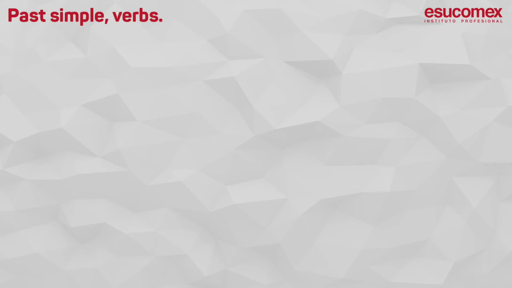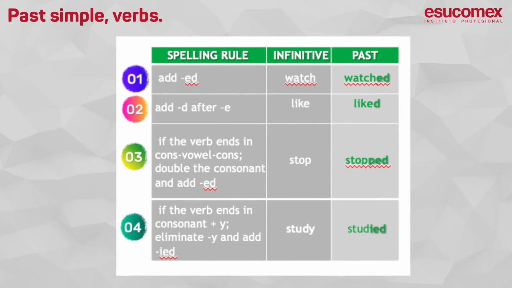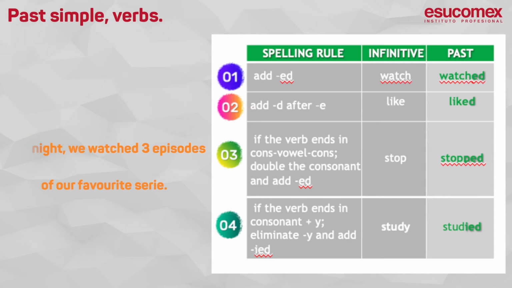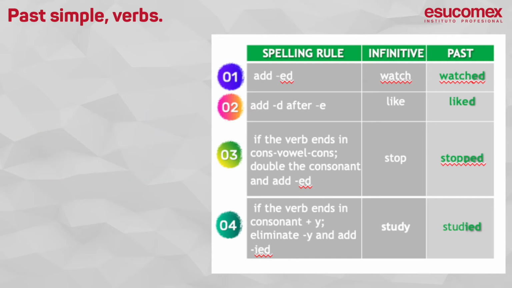Past simple verbs, regular verbs spelling rules. Look at the table. There are a couple of rules to spell the past form of regular verbs. Rule number 1. The majority of regular verbs just add ed. The verb watch becomes watched. Last night we watched 3 episodes of our favorite series. Number 2. The verb that ends in letter E just adds a D. The verb like becomes liked. 5 years ago, people liked to work in this company. Nowadays, it's a different story.